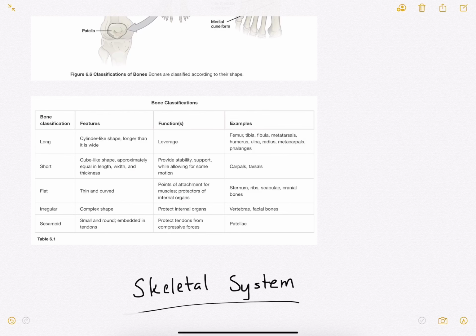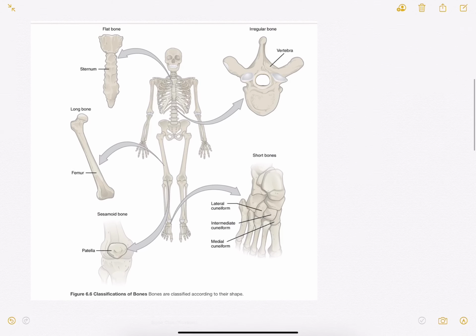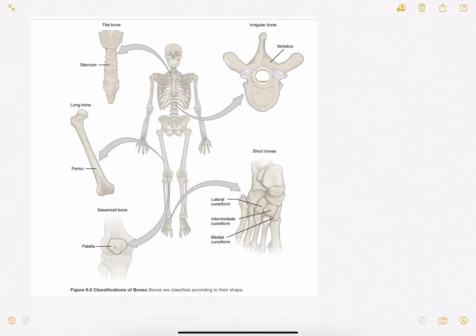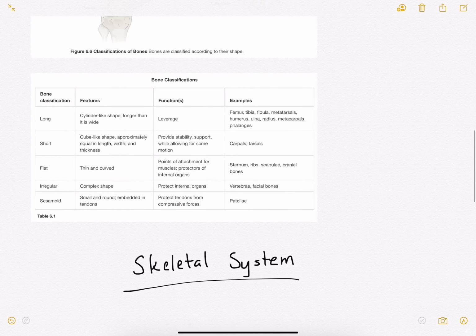The bones of your spine, such as your thoracic bones, your cervical bones, your lumbar bones. All these bones are irregular, and a really great example again is the image on the top right. We have an example of one of the bones in our vertebral column, which we'll go more in depth in our future videos. And the second example they have here is facial bones.